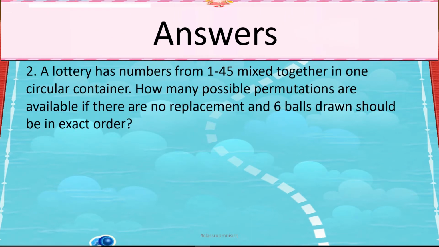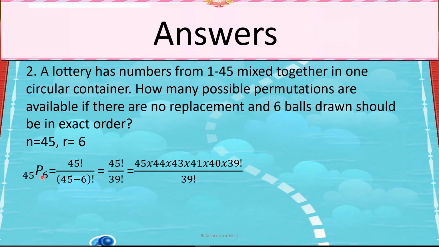In the second problem, a lottery has numbers from 1 to 45 mixed together in one circular container. How many possible permutations are available if there are no replacements and the 6 balls drawn should be in exact order? Since we have 45 numbers, n is equal to 45. And since there are 6 possible orders with no replacement, r is equal to 6.